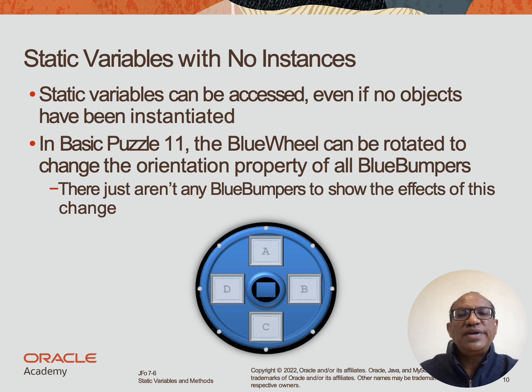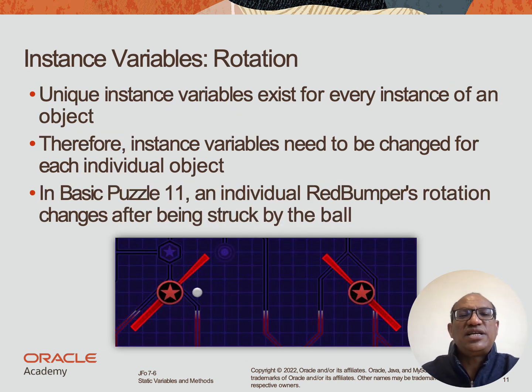Even if you haven't created any objects yet, you can still access static variables. So in puzzle 11, the blue wheel can rotate and update the orientation of blue bumpers, even if there aren't any blue bumpers present to show it. Pretty cool. But what about instance variables? They are totally different. Each object gets its own copy. If you want to change the rotation of one red bumper, you need to target that specific instance.